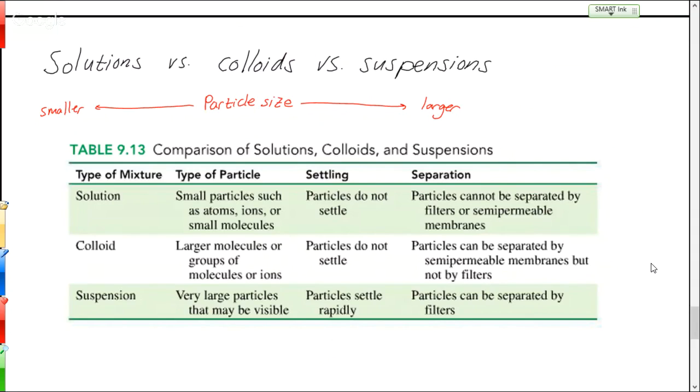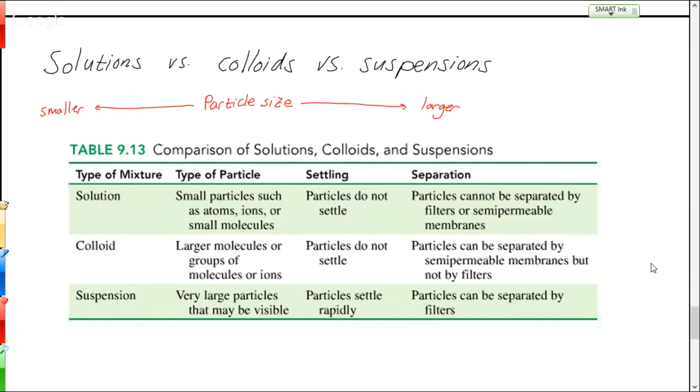And then the colloid is in the middle. So in the middle, you're still at the molecular level, but really large molecules. Things like starches and proteins can make colloids because they're so big. And that means the particles still don't settle, so they're still held in the solution. But you can separate them with really special fine membranes called semi-permeable membranes that we'll use in lab in a couple weeks.